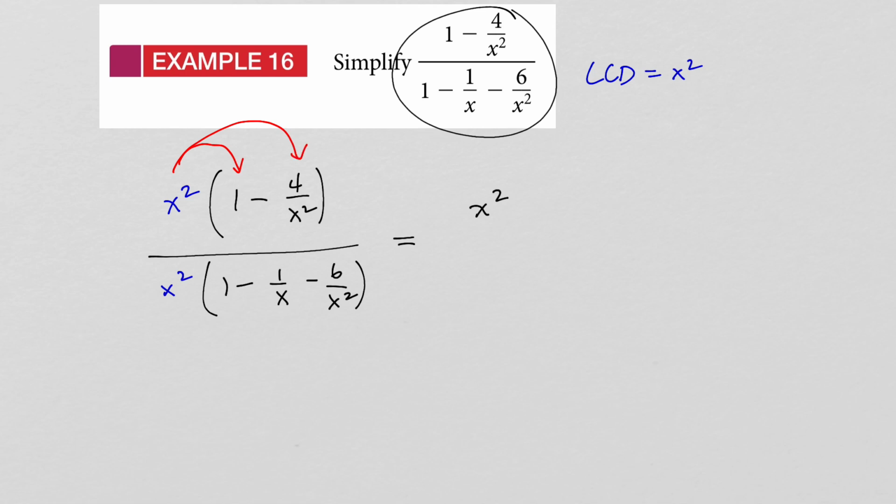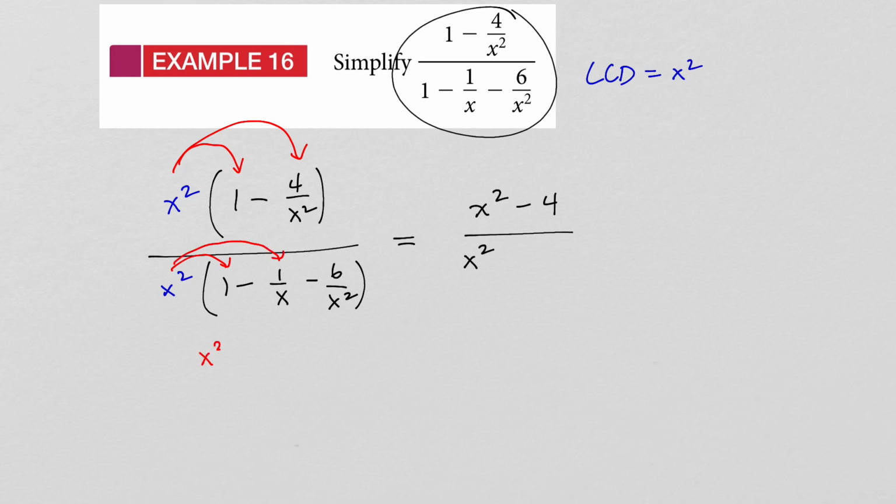Now think about what happens when you multiply these. The x squared here is going to cancel with the x squared there. And so we're just going to have minus 4 left over. In the denominator, same thing. x squared times 1 is x squared. Then we have x squared times 1 over x.